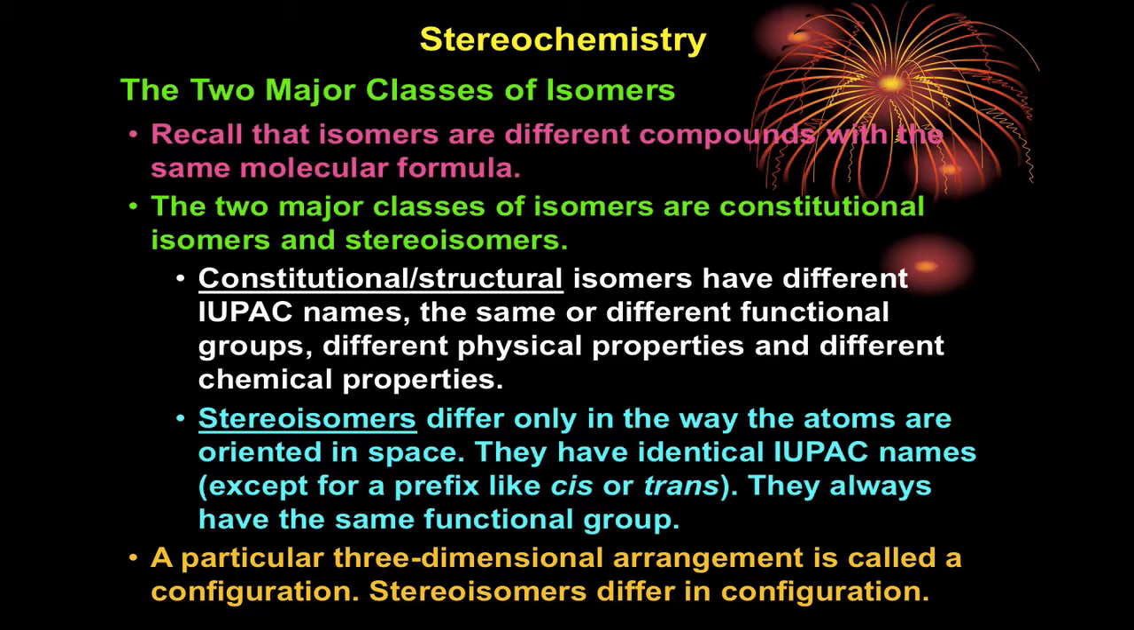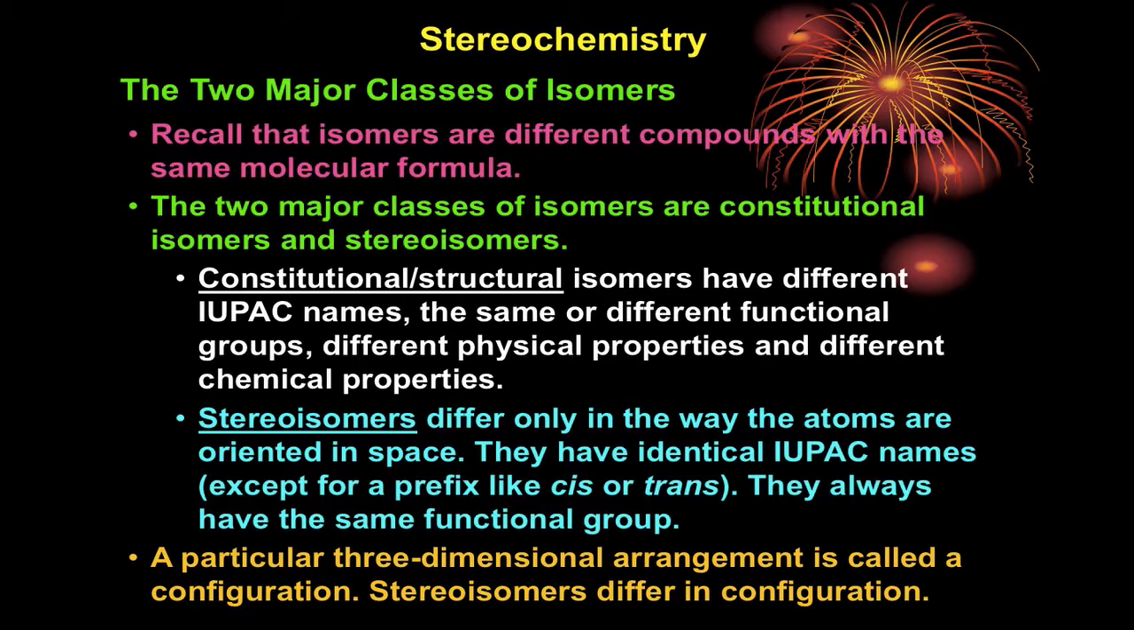For example, you might have 3-methyl pentane versus hexane. Those are structural isomers of one another, but they have different names because of how the atoms are connected, okay? They have different physical properties, and they have different chemical properties. They may or may not have the same functional group.